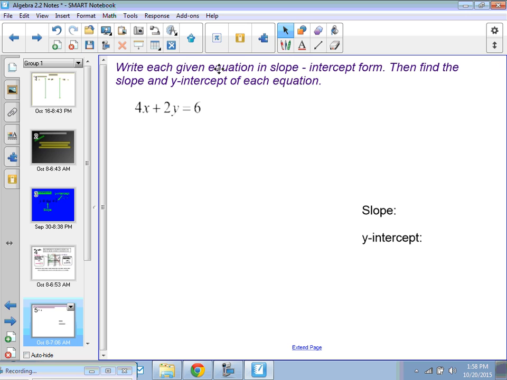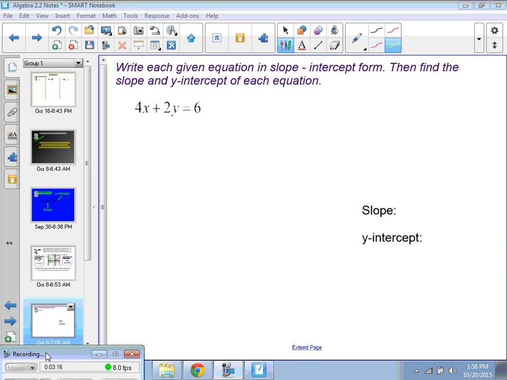So when we go through this, we want to write this given equation in slope-intercept form, and then find the slope and the y-intercept. So we're working on solving it, and we're working on identifying certain parts. When I go through solving this, I want to get y by itself. To do that, I have to undo addition. So I'm going to start by subtracting 4x from both sides of the equation, just like we were doing before.